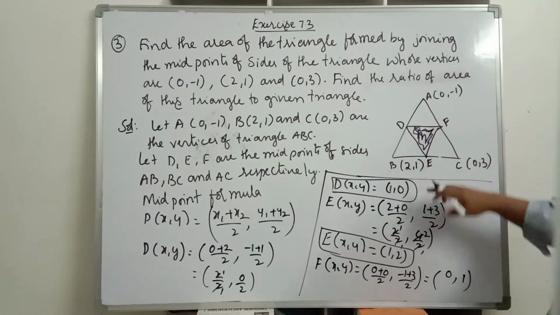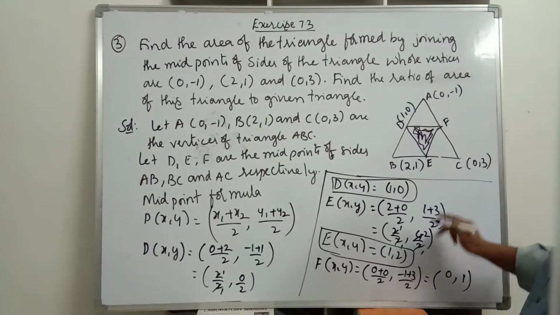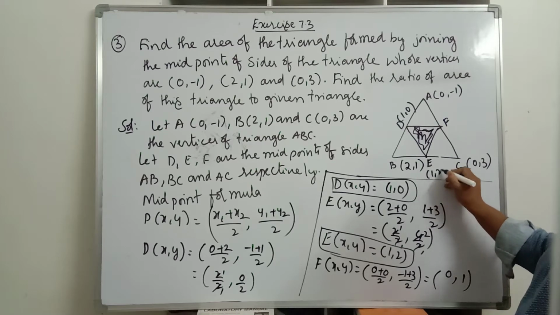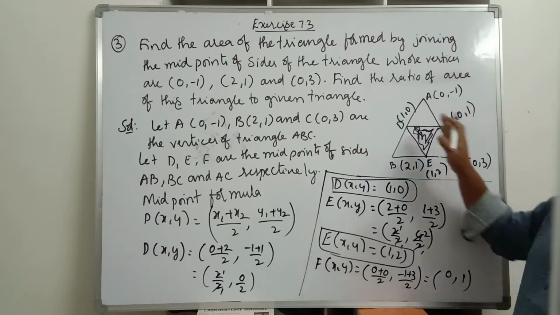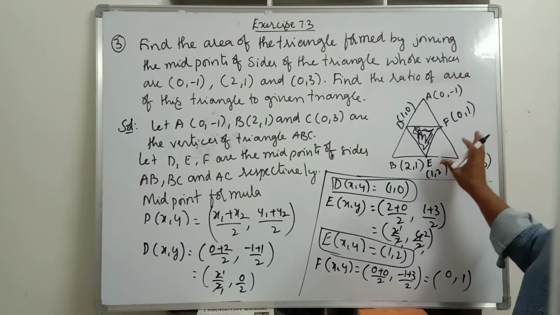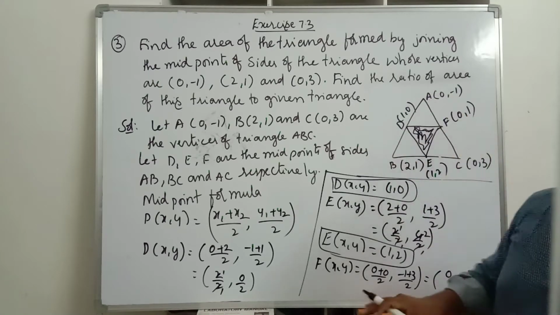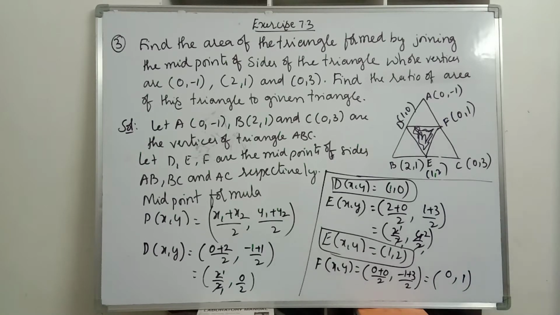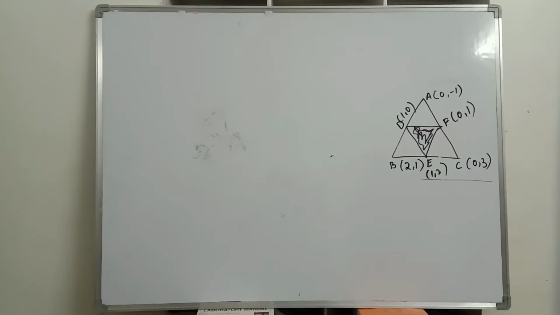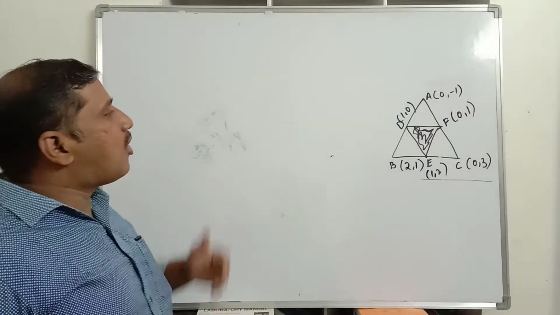Now we can write it in the figure. Point D is (1, 0), point E is (1, 2), and point F is (0, 1). Now we have found the coordinates of the vertices of triangle DEF, and we know the vertices of triangle ABC. Find the areas of both triangles using the formula for the area of a triangle. Now we found the coordinates of the midpoints of the three sides.